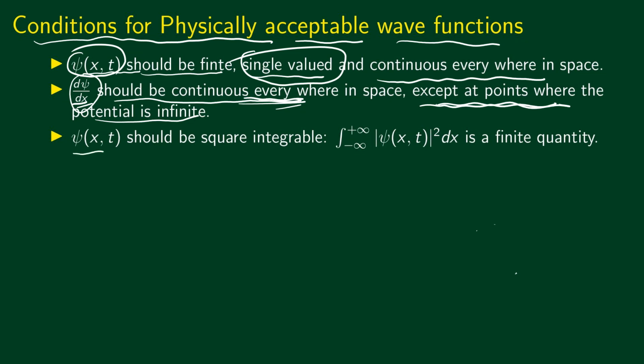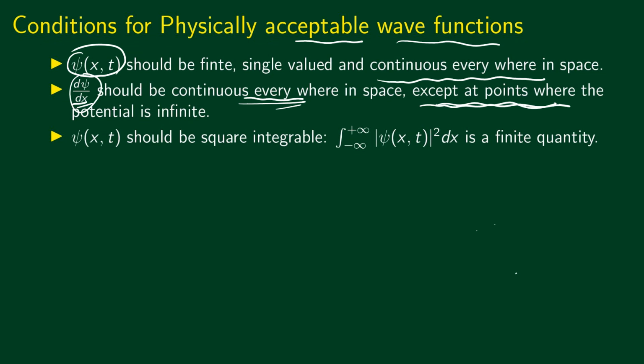And psi of x comma t should be square integrable. Square integrable means the integral from minus infinity to infinity of the modulus square of psi of x comma t has to be a finite quantity. This is also important for us to use the probability interpretation. If this integral is infinite, that means that we cannot normalize the wave function to 1, and then we cannot use the probability interpretation. That's what we mean when we say that psi of x comma t has to be square integrable.